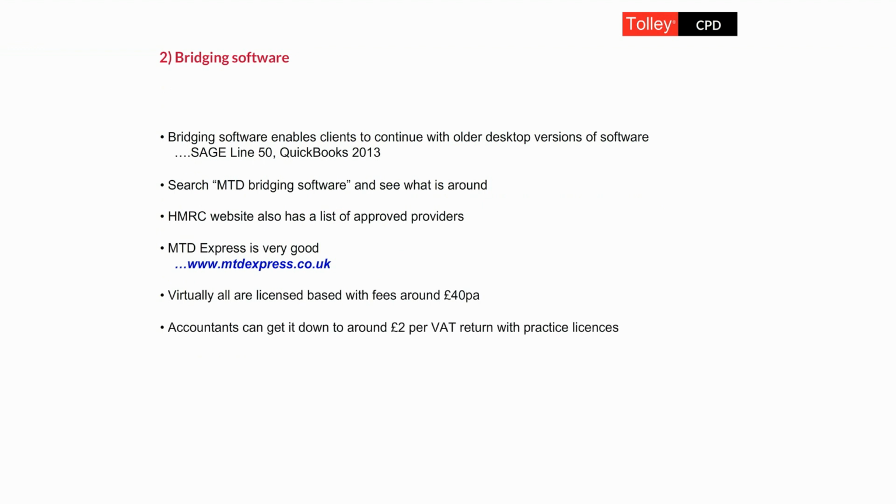Accountants can get it cheaper if you commit to a number of licenses, and this could be around £2 per VAT return. It can be a little bit lower, but if you want the good bridging software, you can get it for around about £2 per VAT return. But individual licenses, if a client wants to do it off their own back, £40 per annum. A much better option than, say, your £7,000 upgrade. Let's have a look at an example of how this bridging software works.